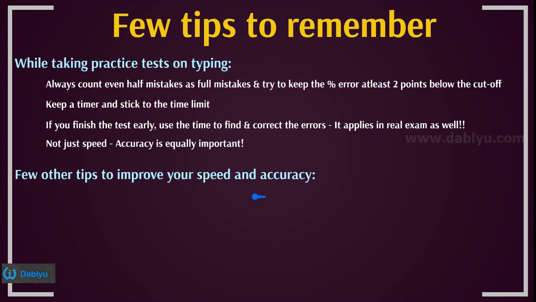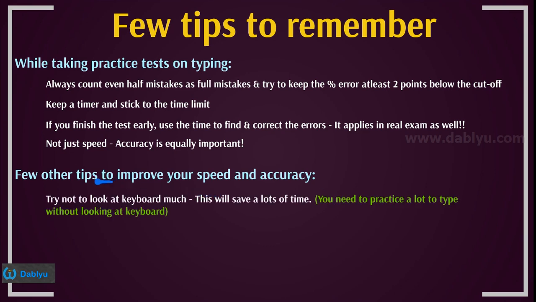Apart from this, there are a few other tips to improve your speed and accuracy, but these are optional. It's good if you follow them, but even if it's not possible, that's okay. The first thing is, try not to look at the keyboard much. This will save a lot of time. If you start typing without looking at the keyboard, that will really save a lot of time, but to achieve this you need a lot of practice. Again, I would like to stress that even by looking at the keyboard, you can still achieve good speeds, but if you can get to this stage, that's helpful.